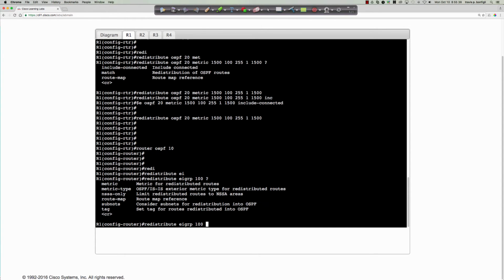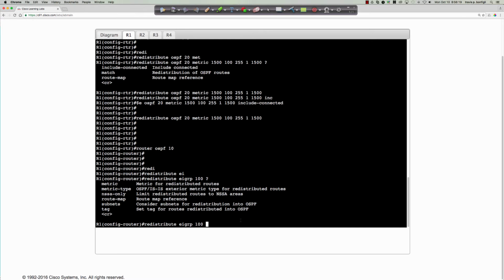Now, one thing that needs to be included here is the subnets argument. I've been bitten by this a couple of times in my career, where I've redistributed into OSPF and left off the subnets argument by mistake. Let me tell you what's going to happen when you leave it off: you will only redistribute classful networks. That is, networks on router 1 that have a classful mask from EIGRP Autonomous System 100. Only with a classful mask will those networks get redistributed in.